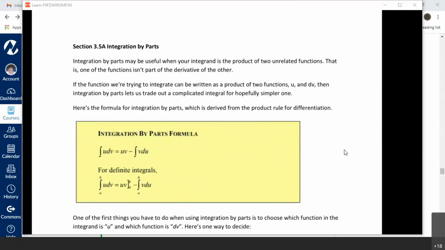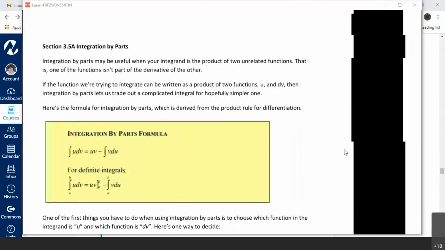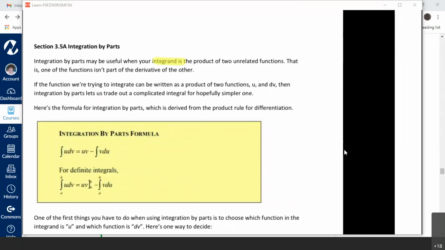As I said in my introduction, integration by parts is useful when the integrand is a pair of unrelated functions. In particular, one isn't part of the derivative of the other. So if you see a quadratic function and a linear function multiplied together, you're thinking, hey, that linear looks like part of the derivative of the quadratic.